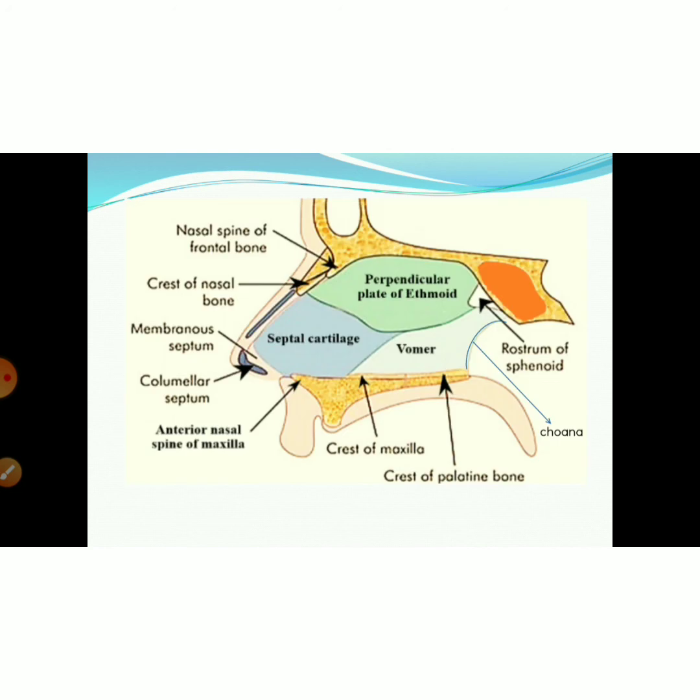So here we can see the bony part and the cartilaginous part. Posterior superiorly you can see the perpendicular plate of ethmoid, posterior inferiorly you can see the vomer, and the gap between them is bridged by septal cartilage. You can see the columella.